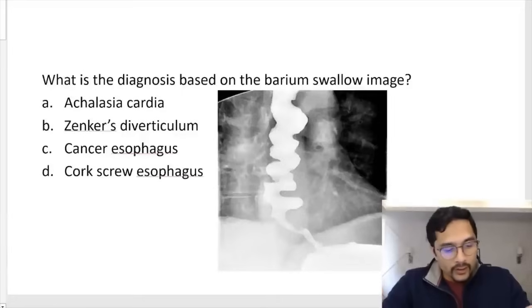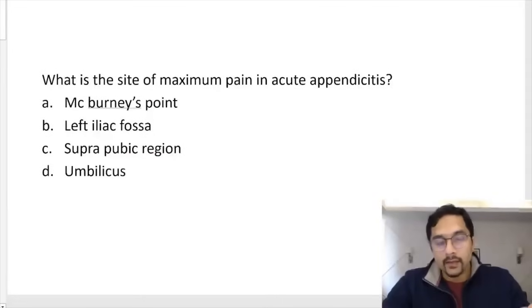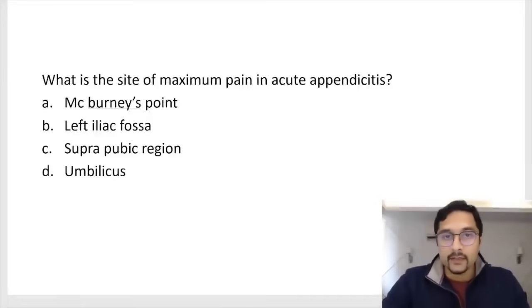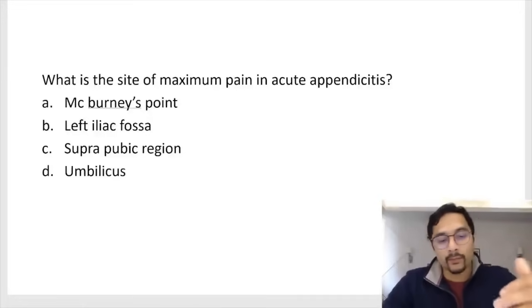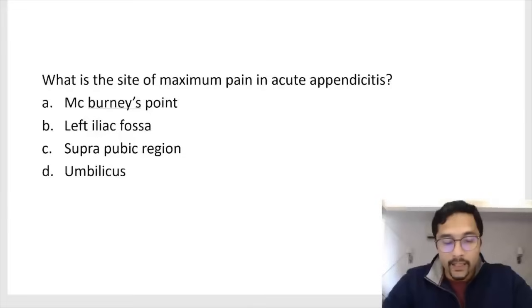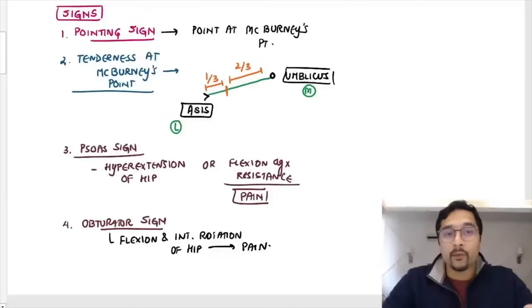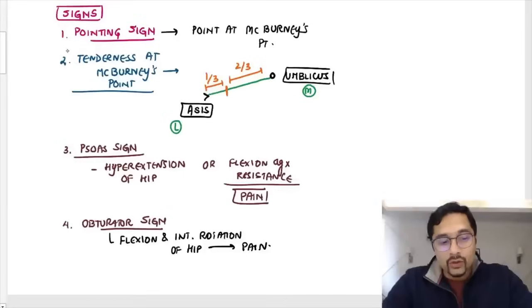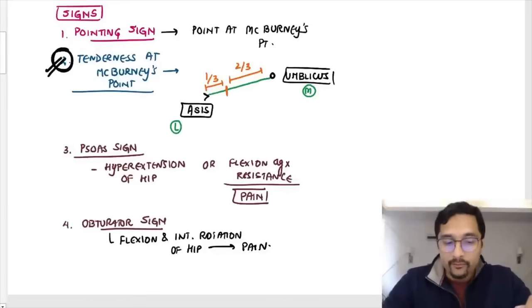This question I've already told you. This is regarding nutcracker esophagus. Again, questions regarding appendicitis are frequently asked. I told you in the important topics, what is the site of maximum pain in acute appendicitis? We know it is the McBurney's point. The surface marking of McBurney's point has been asked many times in the exam. You should not go wrong in the marking of McBurney's point.